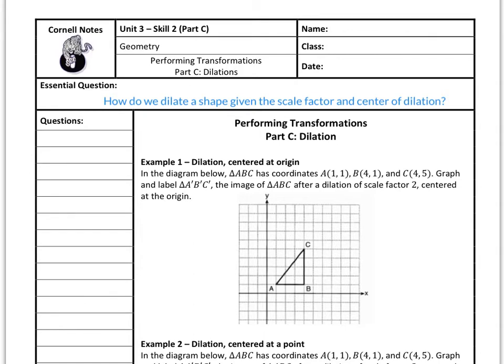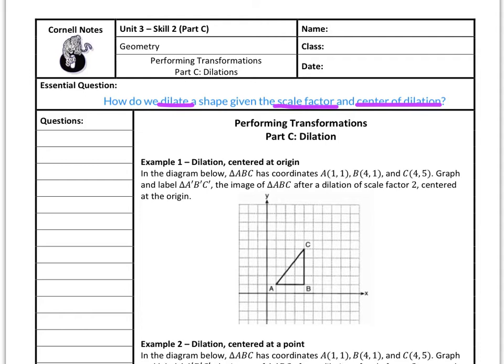So our essential question for today, and again, make sure you jot this down, is how do we dilate a shape given both the scale factor and the center of dilation? So again, I'll just repeat it. How do we dilate a shape given the scale factor and center of dilation? Both of those things are going to be important for you to know no matter what kind of dilation we are doing here. So I'm going to take you through some different examples, and hopefully by the end of this video you will have a good understanding of what dilations look like in geometry.